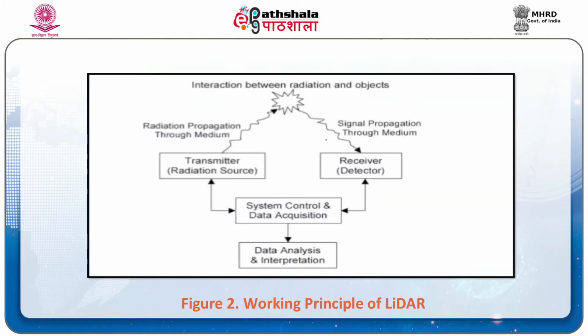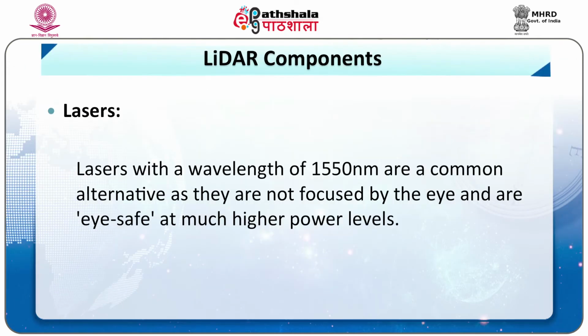The very first one is lasers. Lasers are categorized by their wavelength. 600 to 1000 nanometer lasers are most commonly used for non-scientific purposes, but as they can be focused and easily absorbed by the eye, the maximum power has to be limited to make them eye safe. Lasers with a wavelength of 1550 nanometers are a common alternative as they are not focused by the eye and are eye safe at much higher power levels.